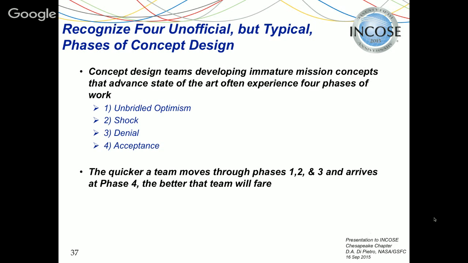Ultimately, most teams come to phase 4, acceptance. This is where the team realizes it's got to reduce technical capability in order to get into the cost and schedule box. The takeaway here is the quicker that a team moves through phases 1, 2, 3 and gets to phase 4, the better that team will fare.